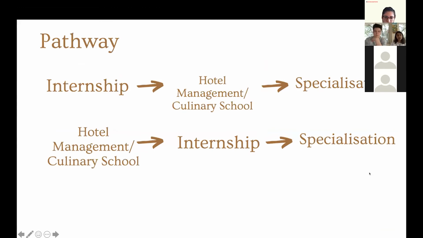A little bit about a pathway through what you can do if you're looking to specialize in the hospitality industry.